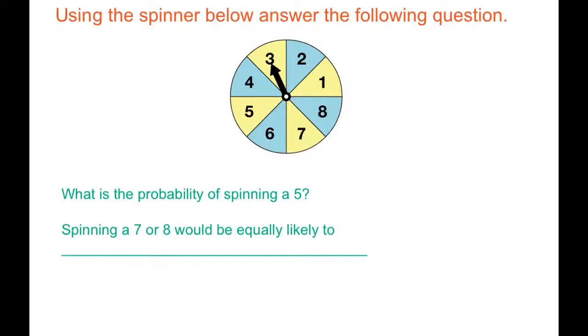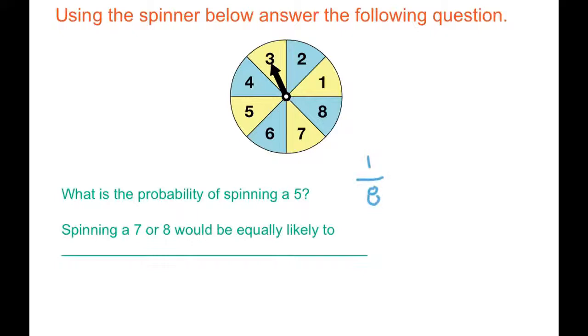Alright, first one. Using the spinner below, answer the following question. What is the probability of spinning a 5? Well, if I look at that spinner, there are 8 numbers on there, and one of them is a 5. So the probability of spinning a 5 is 1 out of 8.